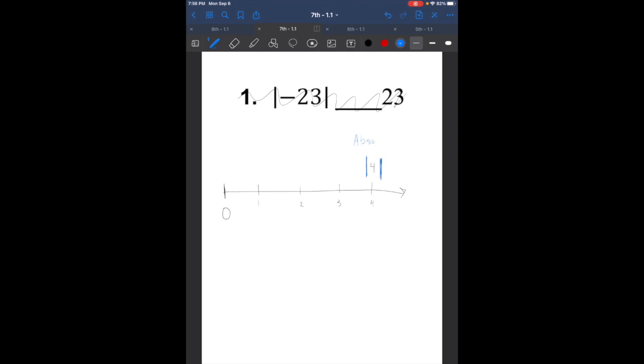So, absolute value of 4. Well, what is the absolute value of 4? We know the absolute value is the distance away from 0. Let's see, how far is this 4 away from 0? We got 1, 2, 3, 4. So the absolute value of 4 is 4. Now, one thing we do need to know is that absolute value will always be positive. I'll say that again. Absolute value will always be positive.